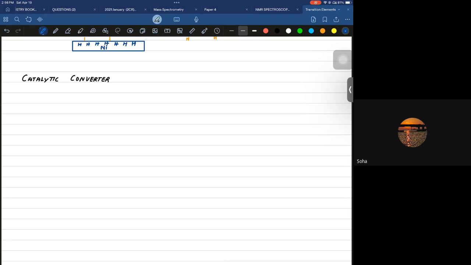Catalytic converter means that let's suppose you have this. I'm drawing a random diagram. This is the entrance of carbon monoxide, nitrogen monoxide and unburned hydrocarbons. In this, platinum and palladium metal is fitted. And this is the exit of gases.